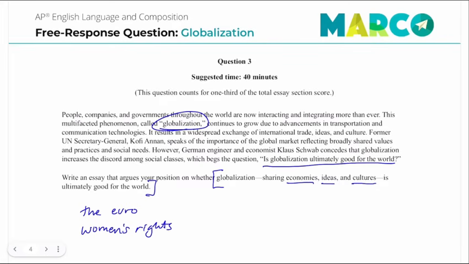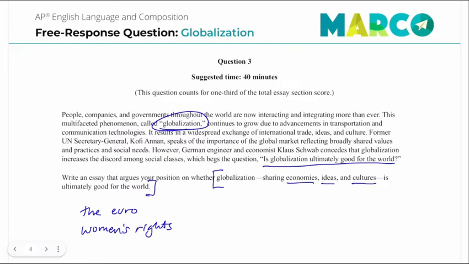And then cultures. What are some examples in culture of globalization? How might social media or TV change all of us? Transportation, communication technologies.